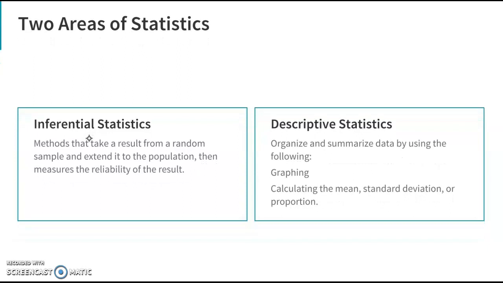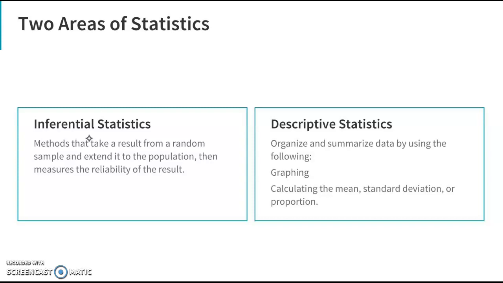Okay, we have 2 areas of statistics, inferential and descriptive. Inferential methods take a result from a random sample and extend it to the population. Inferential statistics then measures the reliability of that result. Measuring the reliability is in chapter 8 or 9.